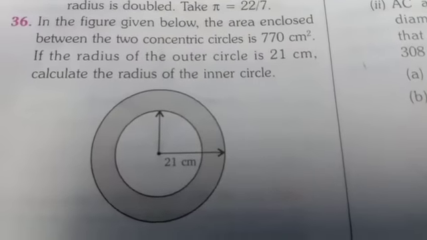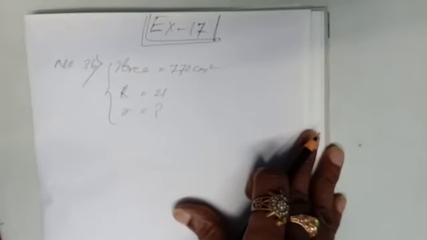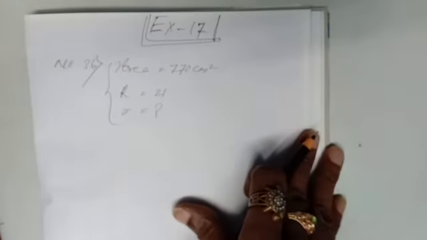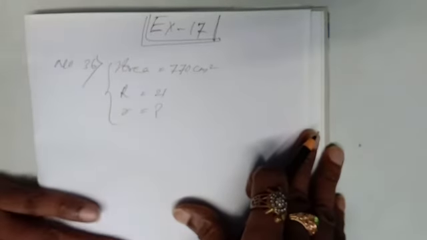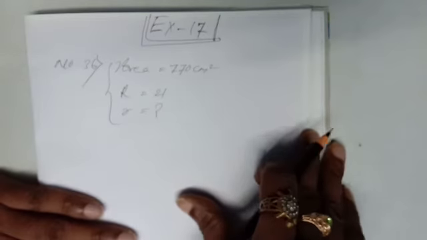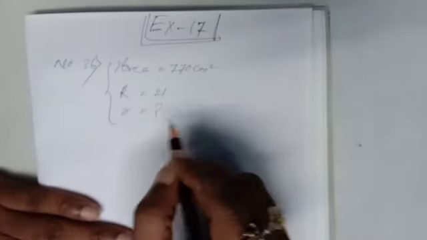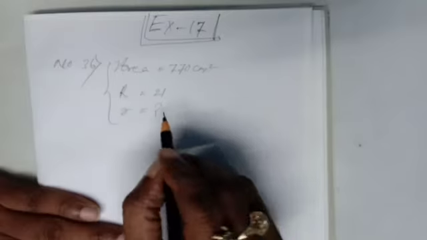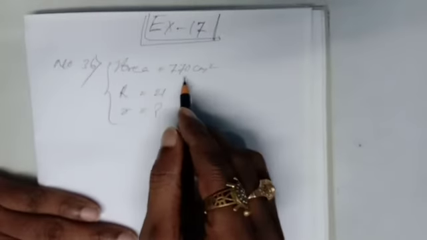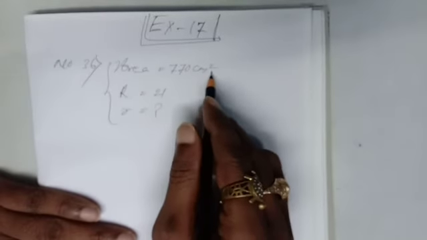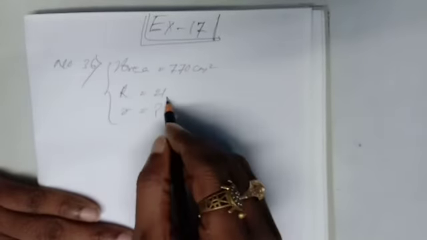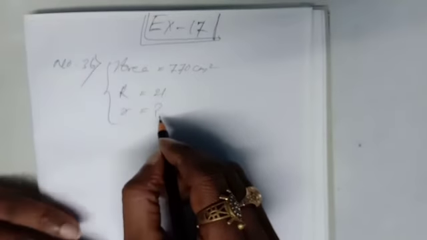See the question number 36. I have taken the question from the book Innovative Math Books, exercise 17, Area and perimeter of circular path. The area of the ring is given as 770 centimeter square. Outer radius is given, 21. Inner radius is not given.